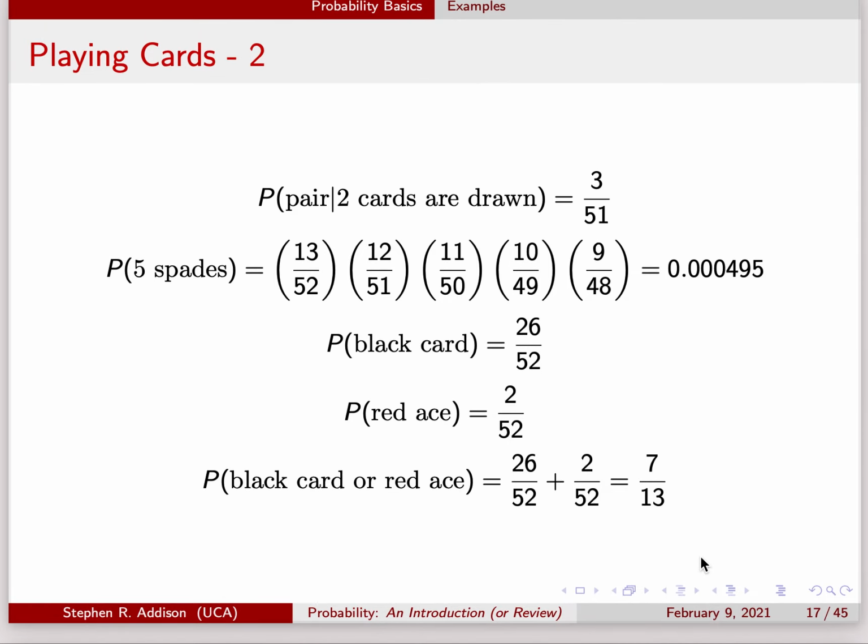So those are simple probabilities with cards. We'll stop this recording here and I'll give you some homework problems to try using these sorts of examples.